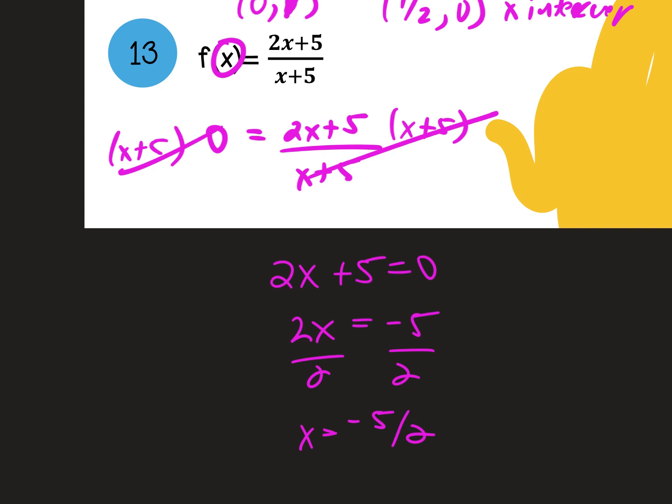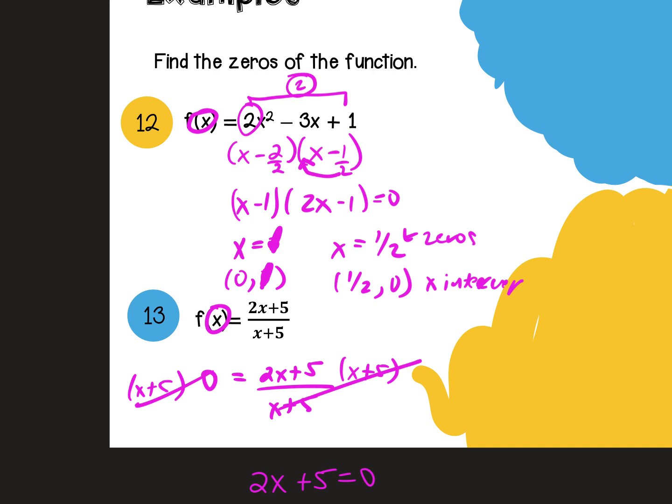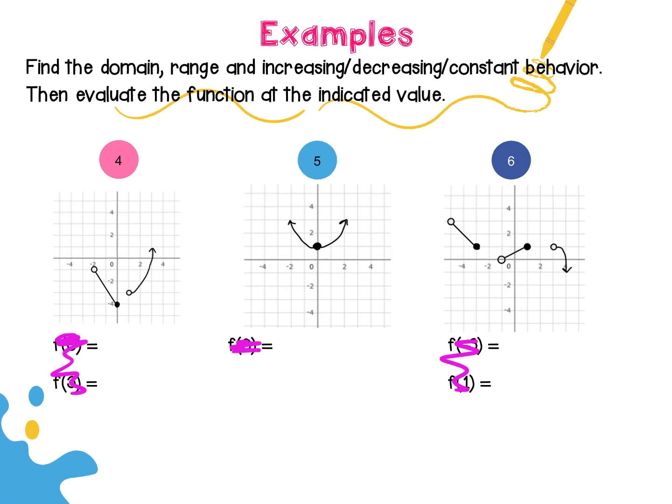How many times does this graph cross the x-axis? One time. How did you know that from the beginning that you were only going to have one answer? The highest exponent is 1. How did you know at the beginning here you were going to have 2? Highest exponent. Oh, yay. Good guys. All right, we already answered this part, right? On the previous slide. Let's go ahead and do our domain and range and all that.